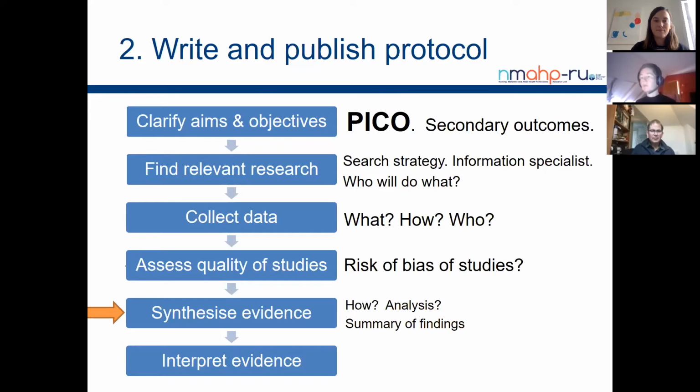I think it's very good practice to think about how you're going to summarize your findings. Really nice if you can draw a blank summary of findings table and have that within your protocol.